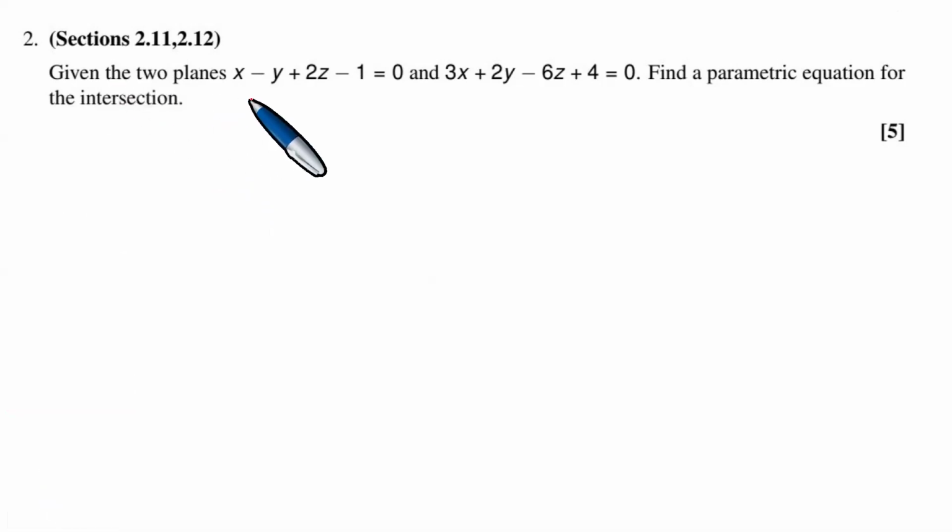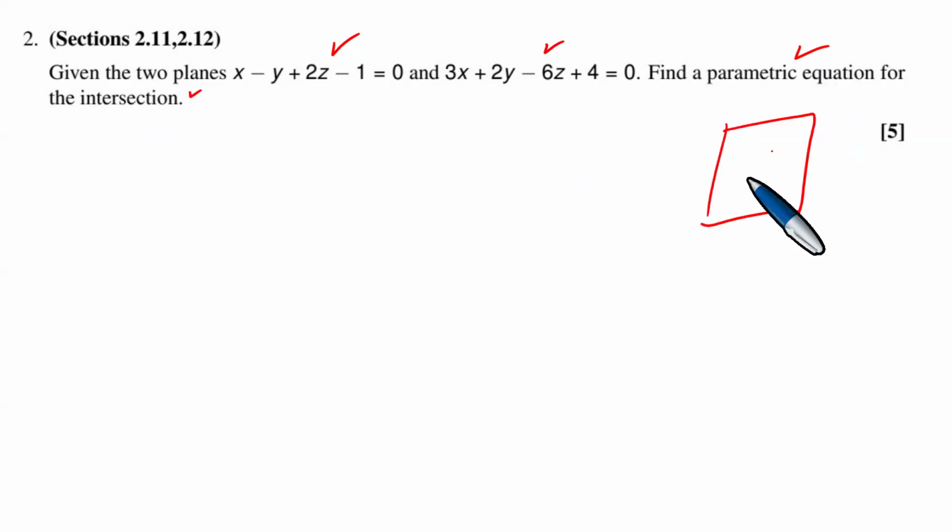Given the two planes x minus y plus 2z minus 1 equals 0, and 3x plus 2y minus 6z plus 4 equals 0, find a parametric equation for the intersection. So we need to find a parametric equation for the intersection. Given these two planes, how do you find a parametric equation for the intersection? Because these planes potentially intersect.